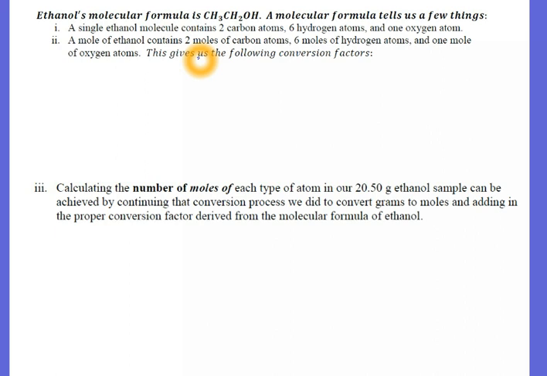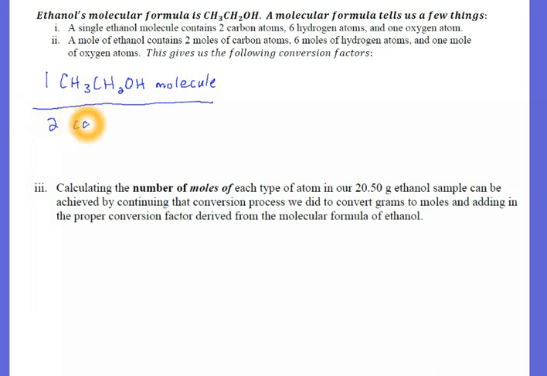So when we're talking about what all we can do with just having a formula, that's pretty powerful. So for instance, we can say that 1 CH3CH2OH molecule, which means just 1 unit of the formula right there. Well, what can we say about that? Well, it has 2 carbon atoms.